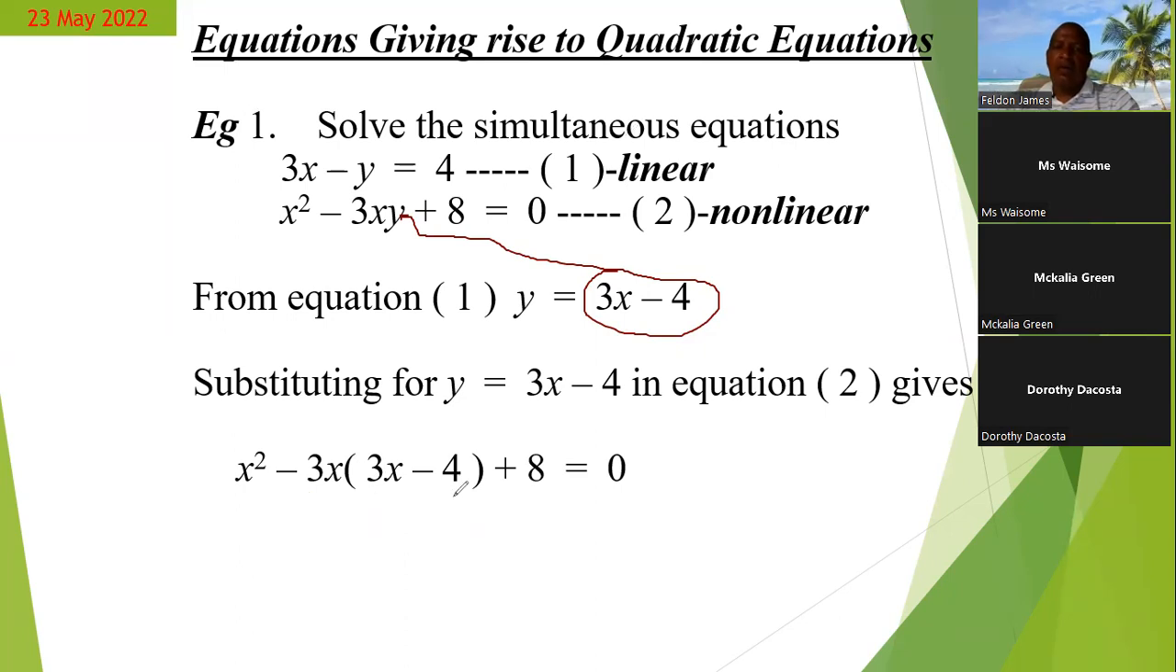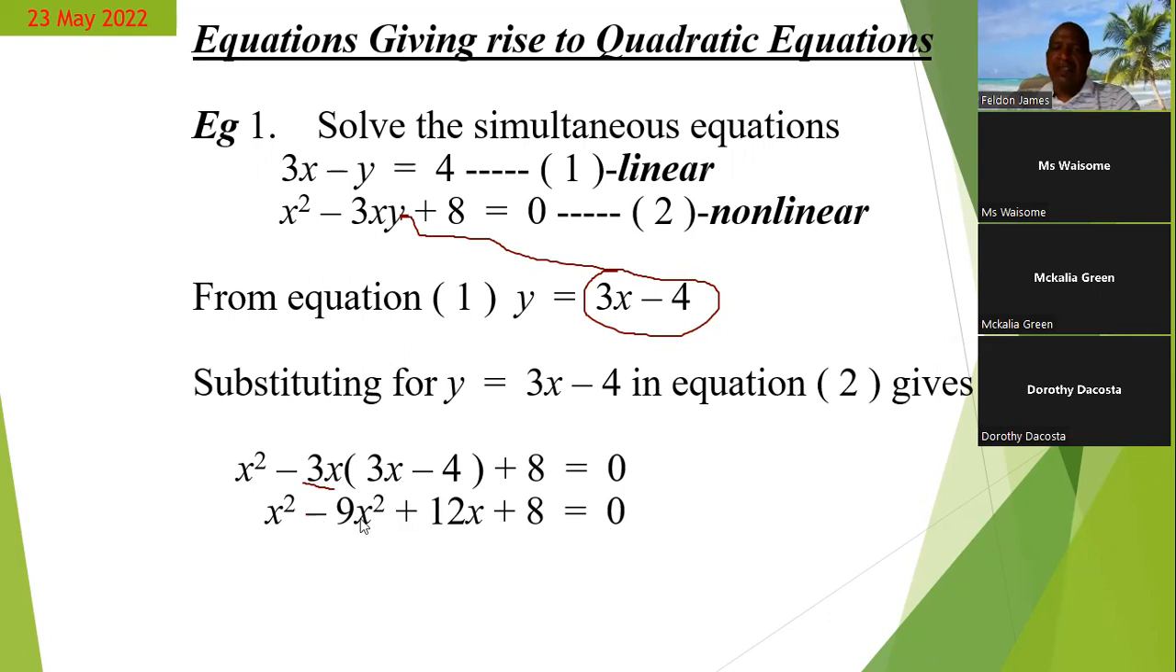Now, once you get this, what you can do is remove brackets by multiplying out what is in the bracket by what is in front of the bracket. So you have negative 3x in front of this bracket, so you multiply out by negative 3x. Negative 3x times 3x gives you negative 9x squared. Then negative 3x times negative 4 gives you positive 12x. So when you multiply out that bracket, you should get negative 9x squared plus 12x plus 8 equals 0.